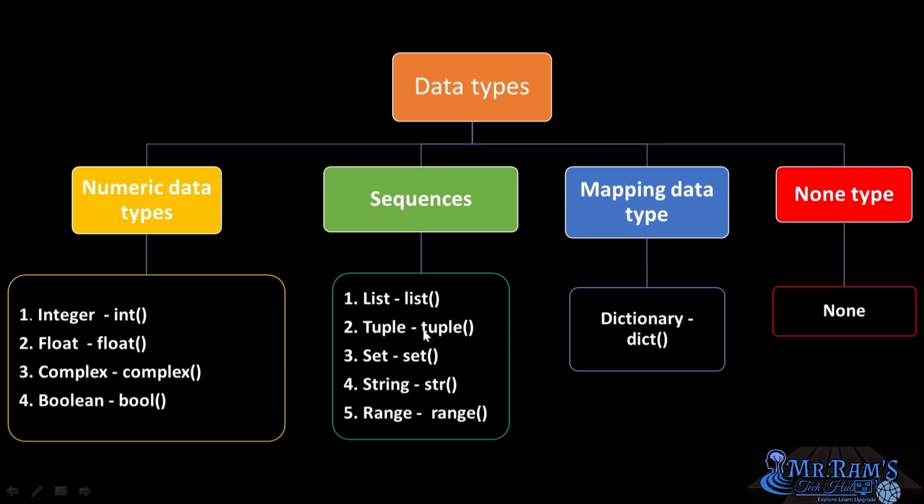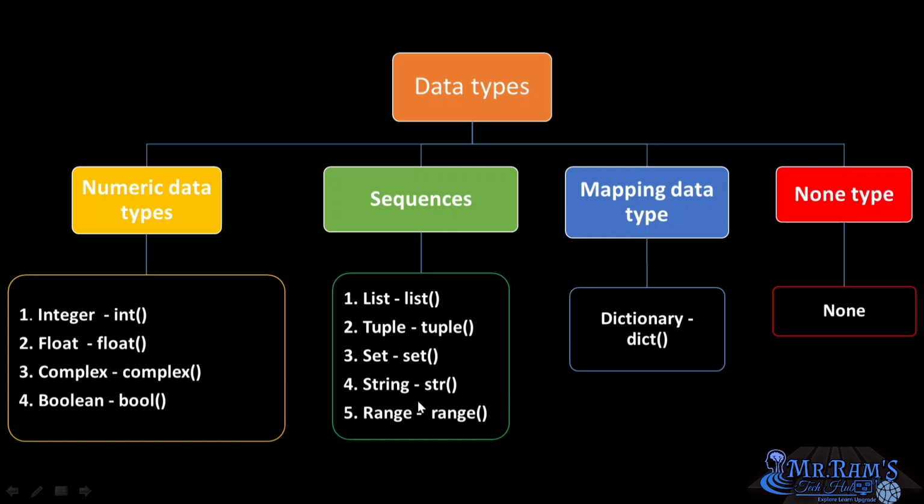The tuple is also used to store a collection of data. A list is mutable, whereas a tuple is immutable. What is mutable? We can modify the data, and in a tuple we cannot modify the data, because a tuple is immutable. Modify means we can add or remove elements. And what is a set? A set is also a collection data type. It is enclosed within curly braces.